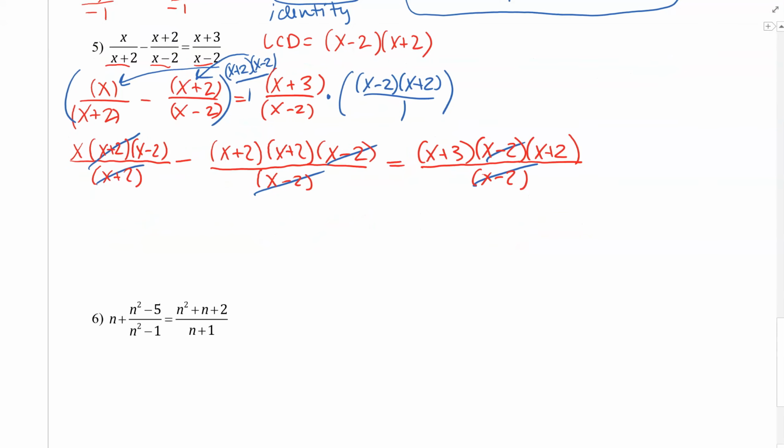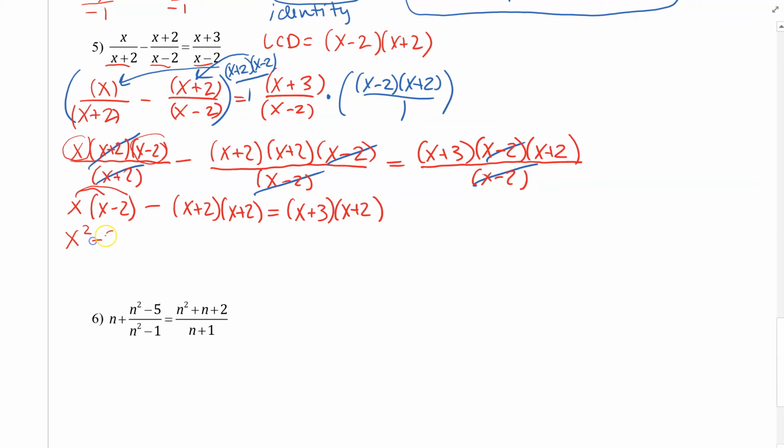Then I will take the remaining factors and multiply them together, and I need to be careful when I do this. So x times x minus 2 minus, so yeah, we'll be careful with that negative, but I'll FOIL the x plus 2 times x plus 2, and then equals x plus 3 times x plus 2. So on the left, I'm going to distribute the x squared minus 2x. On the right, I'm going to FOIL in here, but I'm going to be careful because once I'm done FOILing, I do need to distribute that negative to everything.